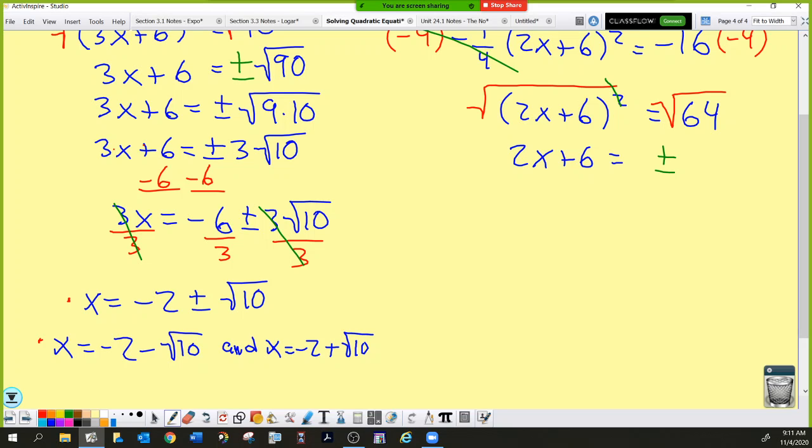Hey, what's the square root of 64, guys? 8. Sam knows. There, somebody at home hot mic'd, but then shut it back off because Sam was fast. But yeah, it's 8.